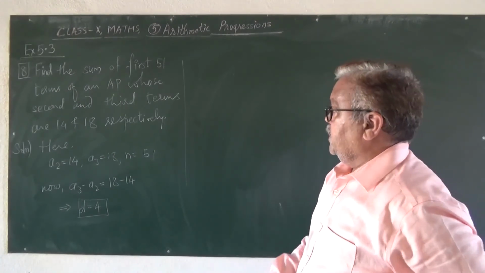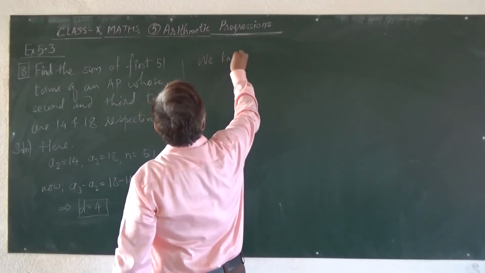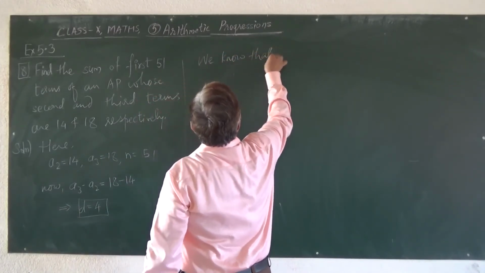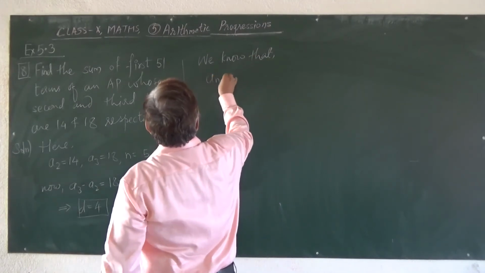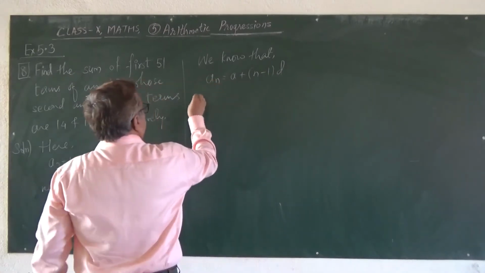Now you want to find A. So we know that AN is equal to A plus N minus 1 into D.